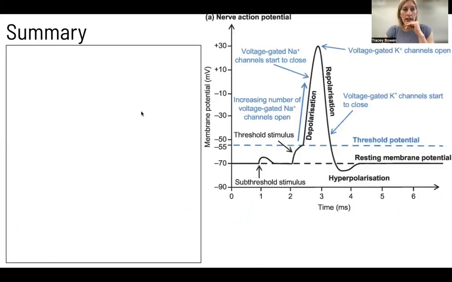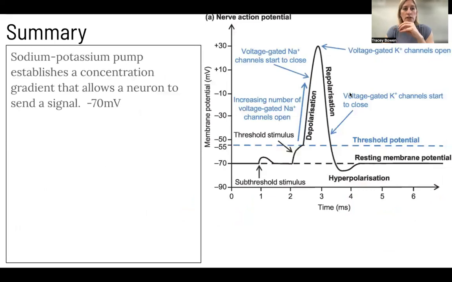So to summarize, we have sodium potassium pumps establishing a concentration gradient. It's called the resting potential that allows a neuron to send a signal. It's negative 70 millivolts here. And when the threshold stimulus is reached at about negative 55, negative 50 millivolts there, depolarization is going to happen, and then repolarization is happening. And depolarization happens when sodium rushes in, and repolarization happens when potassium rushes out. And then pumping, resetting the resting membrane potential. Sodium and potassium need to be put back in their separate locations.